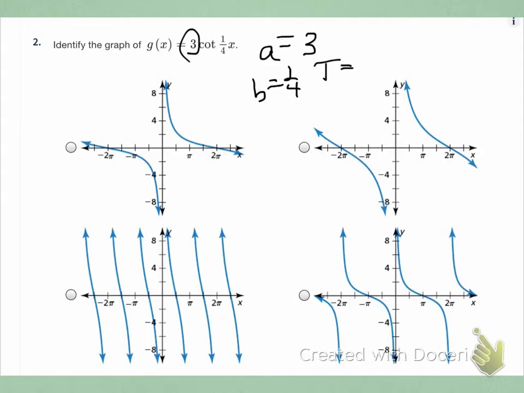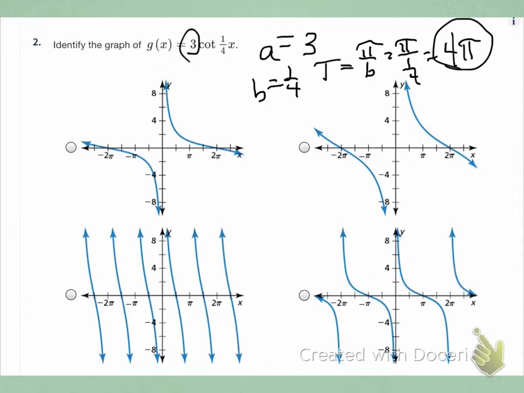My period, remember for cotangent, is pi divided by b. So what happens if I take pi and I divide it by 1/4? What am I going to get? Do copy dot flip, and I get 4 pi. So taking a look at these, I'm going to start out looking at the period. Which one of these graphs has a period of 4 pi?